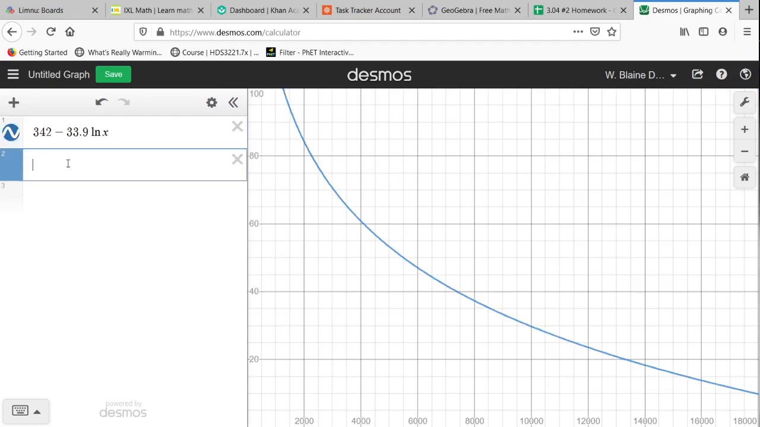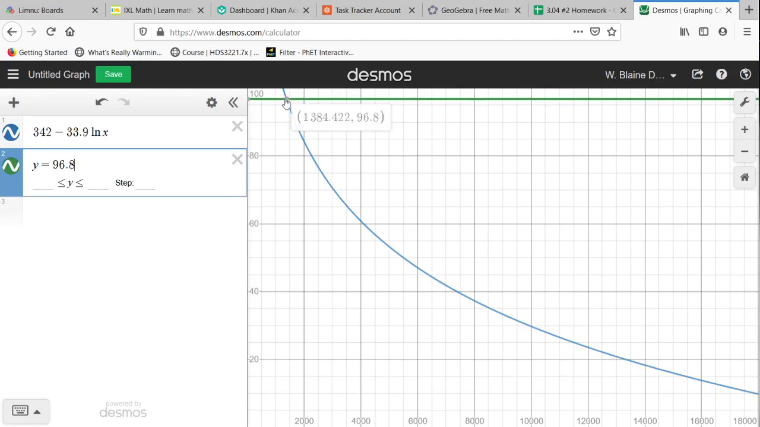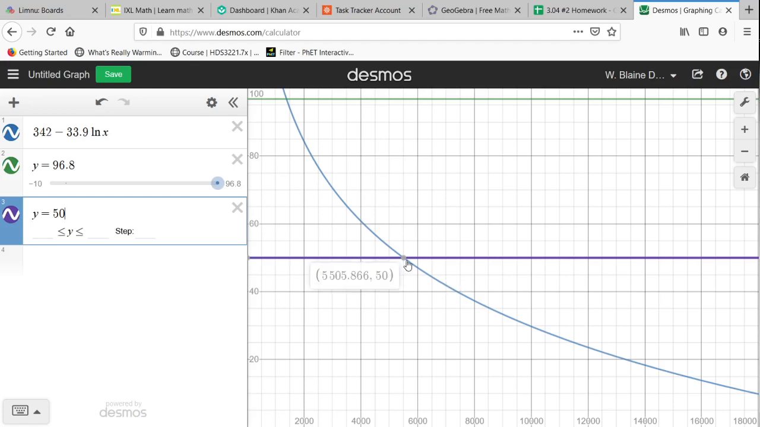So we have first a sample that has 96.8% of its original carbon-14 left. So that one is about 1,384 years old. That's part B, and part C is to find the half-life. So that is the value of x when y is 50. So that's about 5,506 years according to this data. So this concludes the solutions to homework 3.04, number 2.